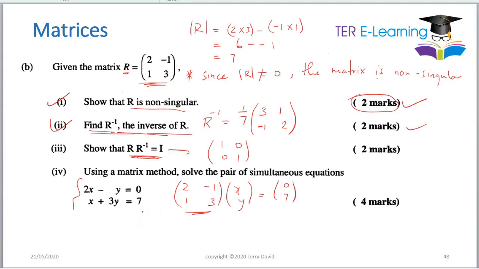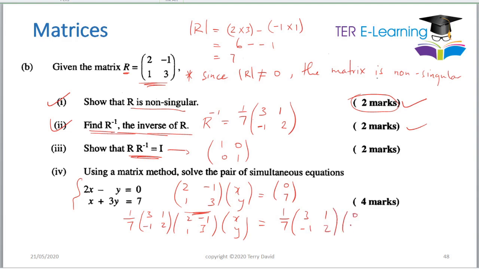So we know that if we have to solve this here, we're going to put 1 over 7. You're going to multiply both sides by the inverse of the matrix. So 3, 1, minus 1, 2, multiplied by 2 minus 1, 1, 3. Well, we know the left hand side, you're just going to end up with x y. And this will be 1 over 7 multiplied by 3, 1, minus 1, 2, multiplied by 0, 7. So what I want you all to do is to work out this whole thing on the side here for me, multiply that out, and tell me what you're getting for x and what you're getting for y. Alright? So that's the last thing we're going to do.